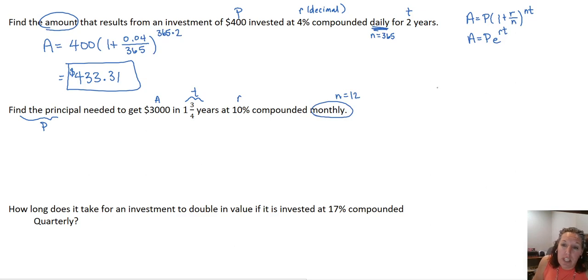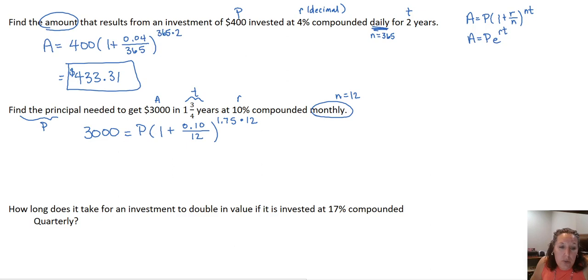So here, since we do have an N value, we're going to use that first formula, same formula again. We're looking for P this time though. So our A is 3,000. We're looking for P. 1 plus R is 10%, so that's going to be 0.1 or 0.10 divided by our N of 12. And then 1 3/4 is the same thing as 1.75 times 12. So I put T first, but we're multiplying, so it's going to be the same thing.